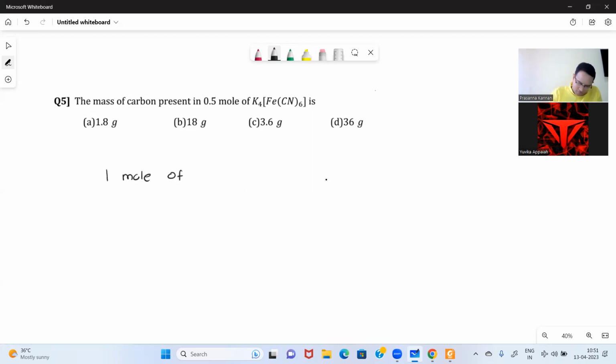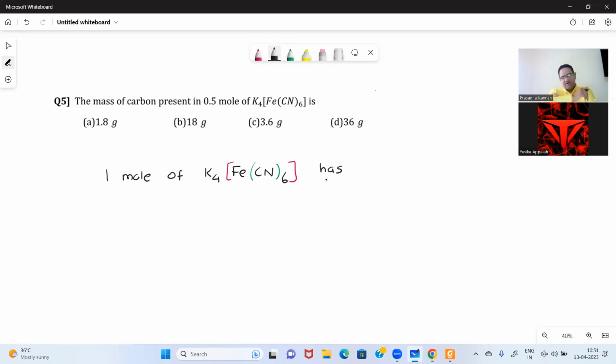See here, when I say 1 mole of potassium ferrocyanide, FeCN6, contains how many carbon atoms, Vika? Or you can say one molecule contains how many carbon atoms? 6, correct? Yes. 1 mole would contain how much weight of carbon atoms?